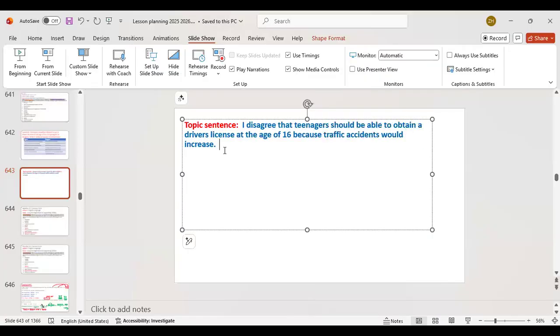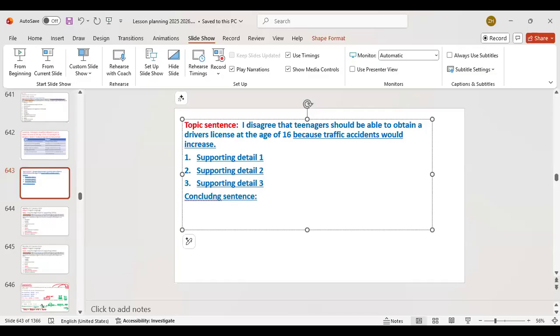The one in blue. I disagree that teenagers should be able to obtain a driver's license at the age of 16 because what? Because traffic accidents would increase. Very good. Now, all my supporting details: I'm going to have supporting detail number 1, supporting detail number 2, and supporting detail number 3. So I have at least 3 supporting details, and then I have my concluding sentence.